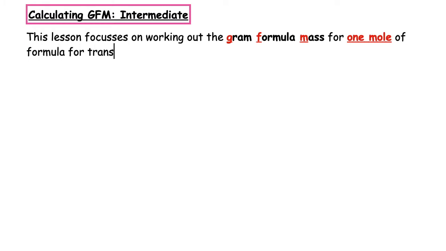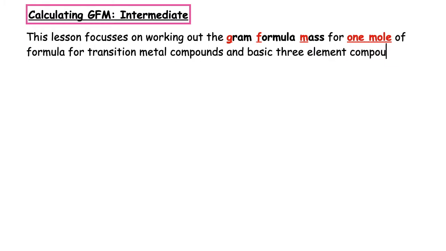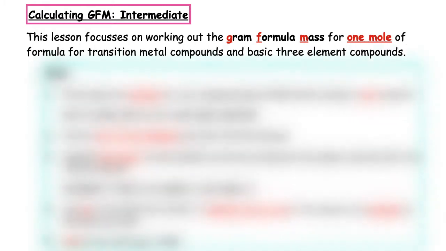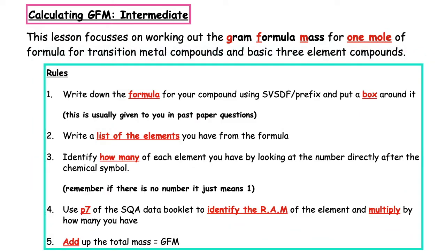This lesson focuses on working out the gram formula mass for 1 mole of a formula for a transition metal compound and basic 3-element compounds. We've got a set of rules that we have to follow. Step number 1, we need to write down the formula for your compound using SVSDF or prefix formula and put a box around it. Now the formula will usually be given to you in past paper questions.